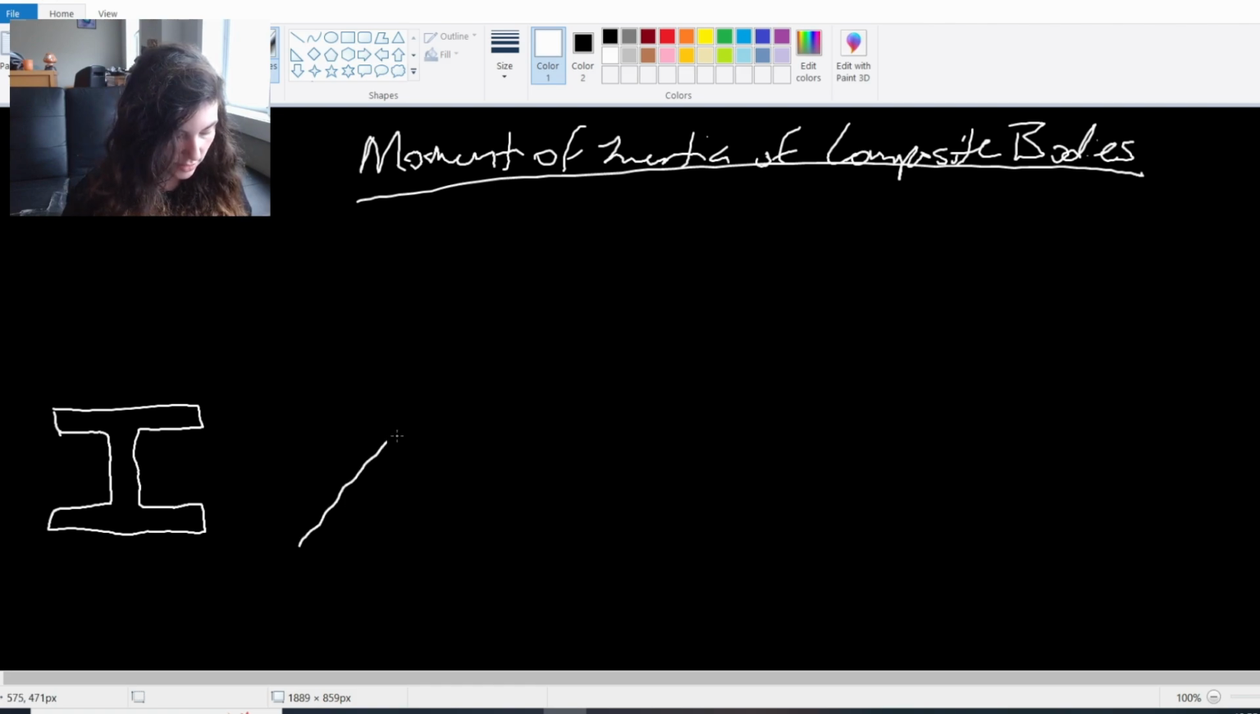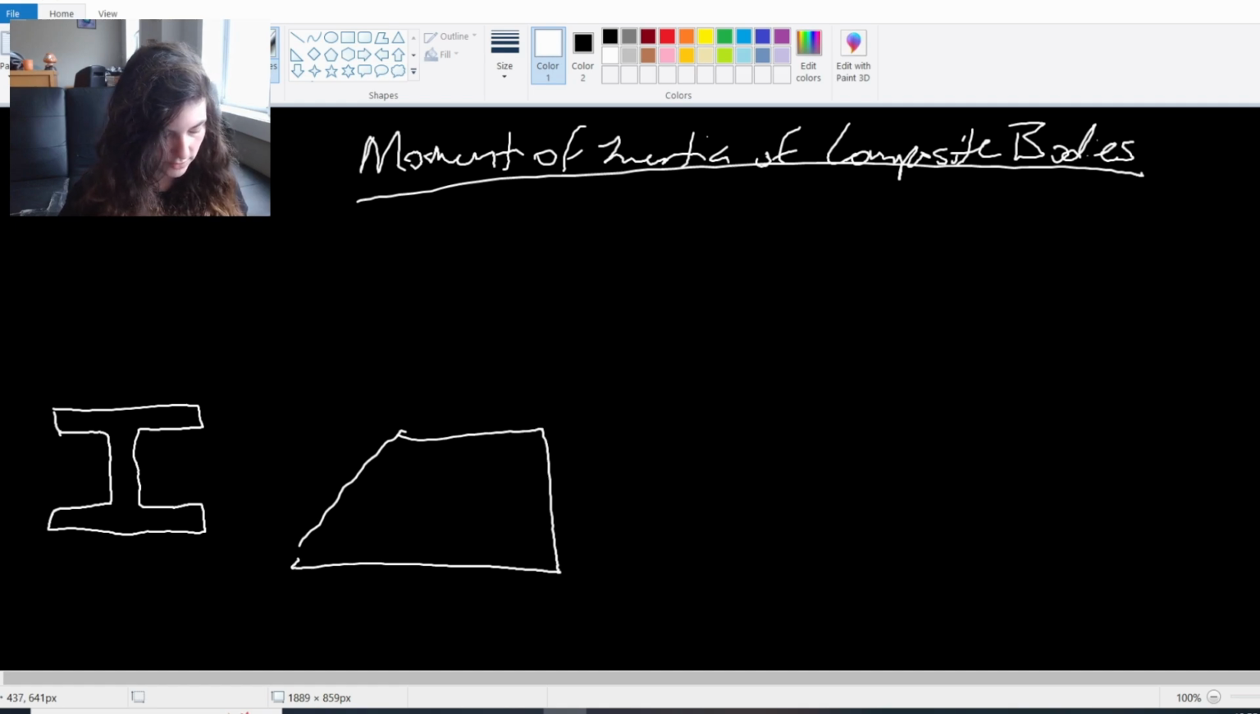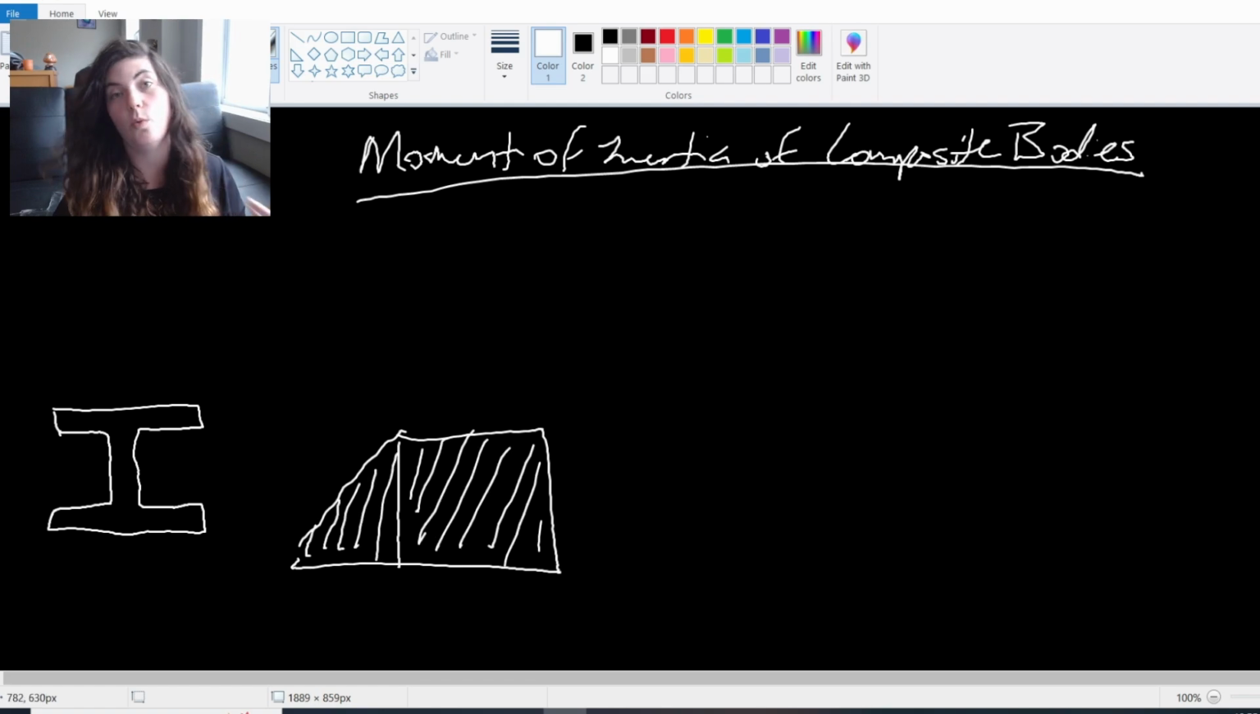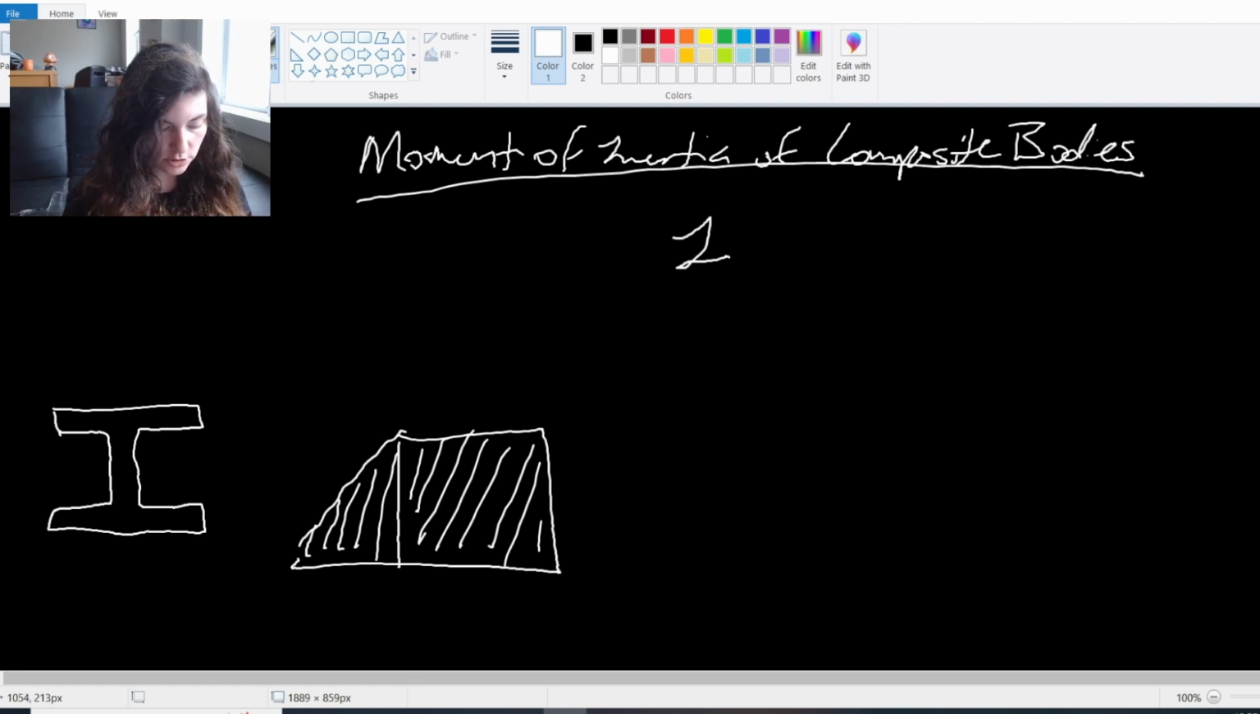So just like in centroids, when we had some, say, shape like this, some trapezoid, and we said, okay, let's break this down into two different shapes so we can find the moment of inertia of the triangle portion and then of the square portion. So this is what we're going to be doing. But for this case, we have to use parallel axis theorem. There's no other option. You can only use parallel axis theorem for these shapes.